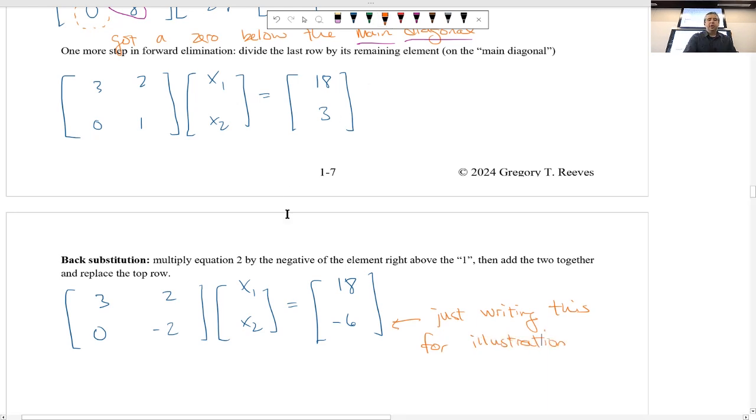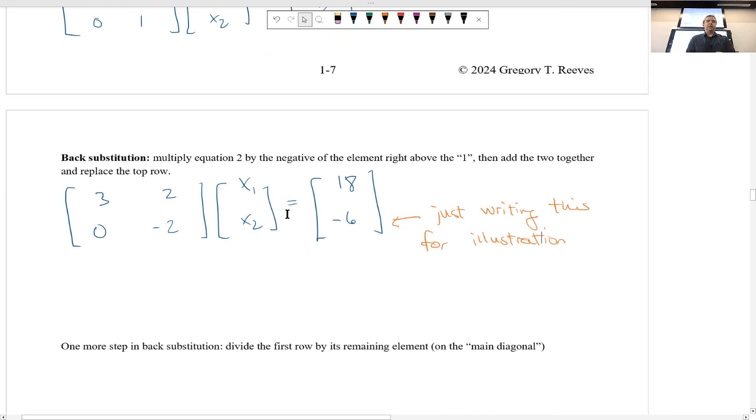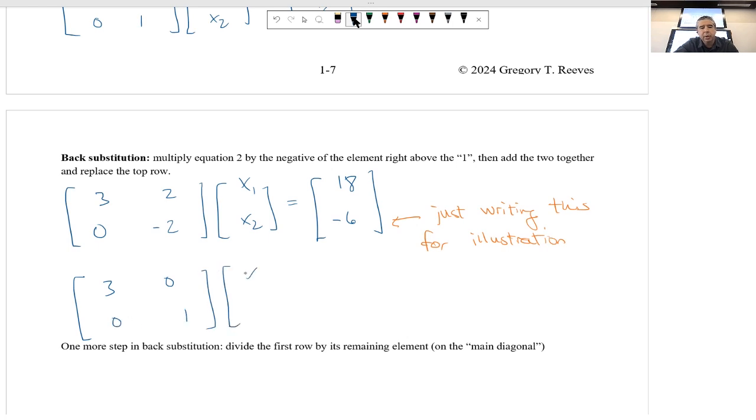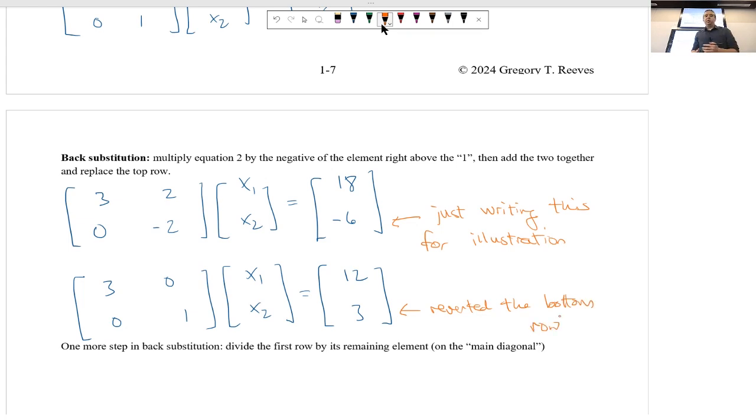Okay, so now that I have my bottom row like that, I'm going to add the two rows together and replace the top row with the sum. So that gives me 3, 0, 0, 1, x1, x2 equals 12, 3. I rewrote the bottom row back to where it was before because I didn't want the negative 2 there anyway. I was just doing that for illustration.